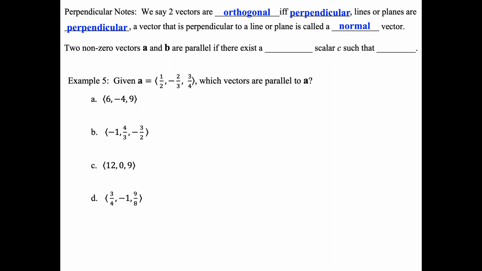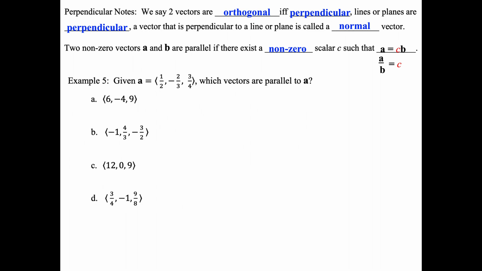Now, if we mix the vectors with the line or the plane, so if a vector is now perpendicular to the line or plane, it's called a normal vector. I know there's a lot of crazy definitions going on in here, so just be prepared to use them properly. Two non-zero vectors, A and B, are parallel if there exists a non-zero scalar, we'll call it C, such that A is equal to CB, and to solve for that scalar value C, we'll just divide vector A by vector B. In other words, you just divide the x, the y, and the z components.